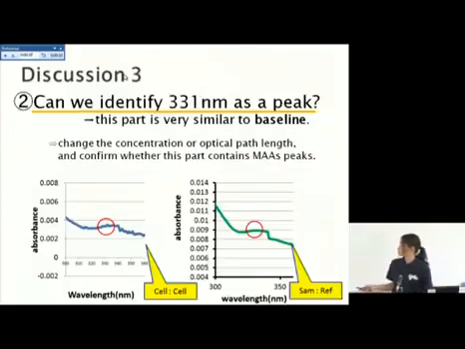And next, can we identify 330 as a peak? This part is very similar to the baseline. This is the baseline, a very similar arch. So we should change the concentration or optical path length in order to increase the peaks of the sample and confirm whether this part contains MAS peaks.